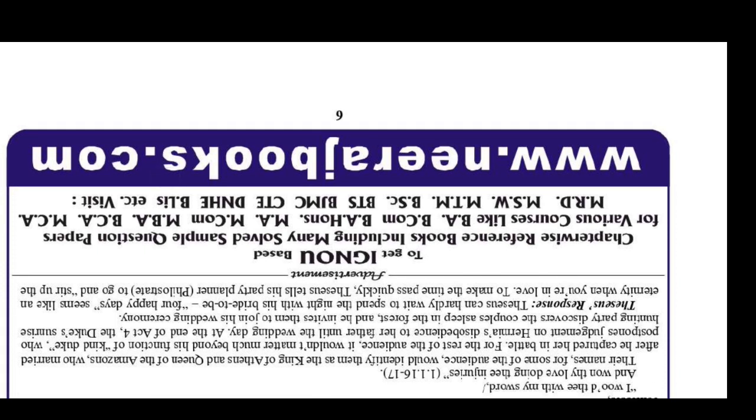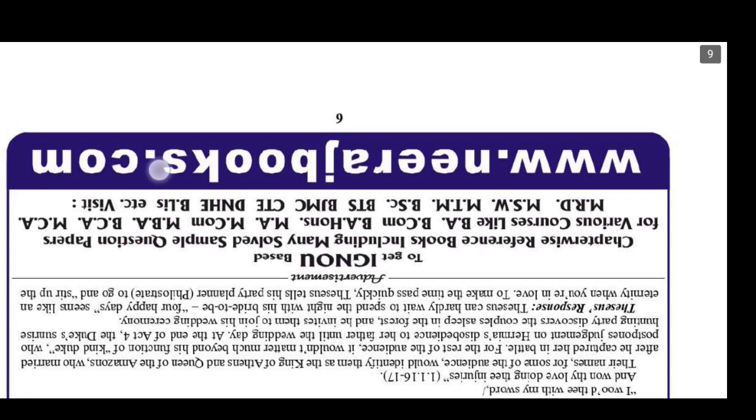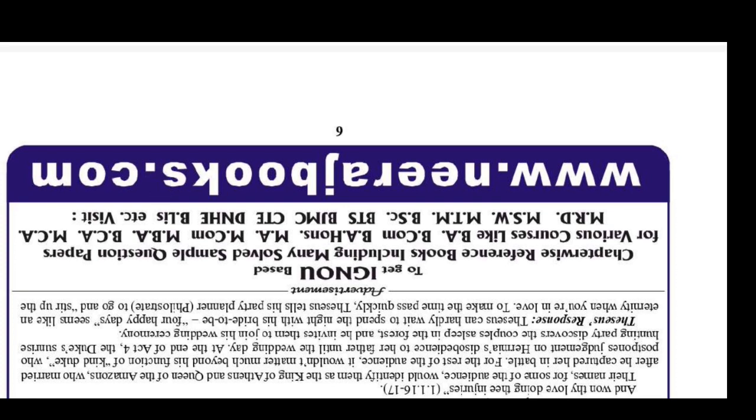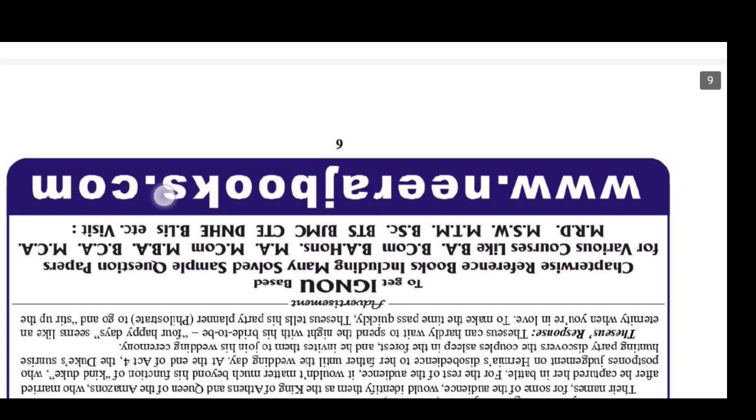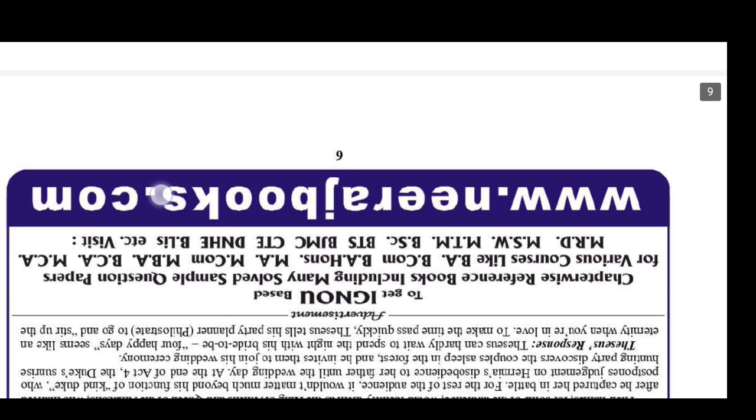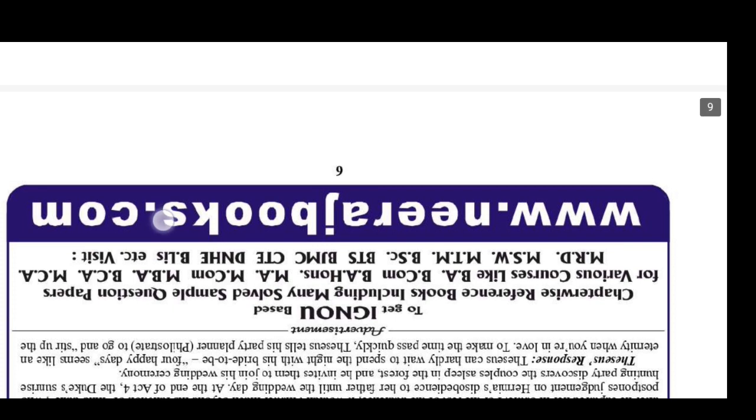Their names for some of the audience would identify them as the king of Athens and queen of the Amazons, who married after he captured her in battle. For the rest of the audience, it won't matter much beyond his function as kindly duke, who postpones judgment on Hermia, disobedient to her father, until the wedding day. At the end of Act 4, the Duke's sunrise hunting party discovers the couple asleep in the forest and he invites them to join his wedding ceremony.